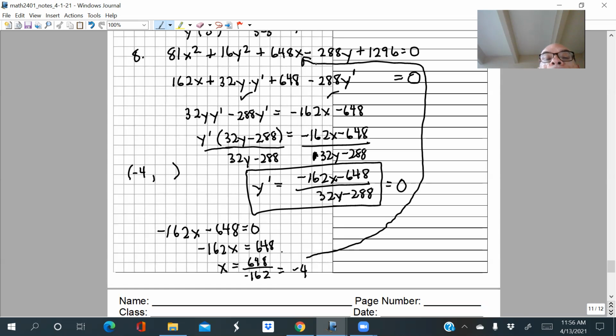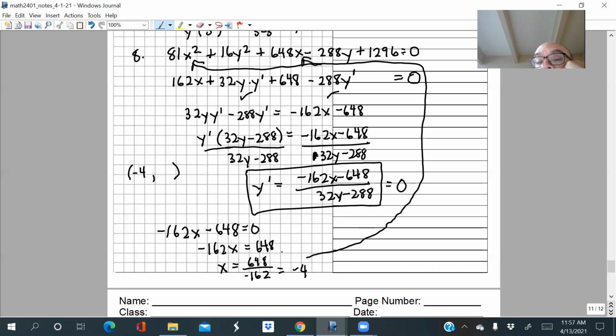So you have to come back up here and plug in minus 4 for x. And what's going to happen when you plug in minus 4 for x is you're going to end up with an equation that just has the variable y in it. So you'll have some equation here with y's in it equals 0. And so solve that equation for y.